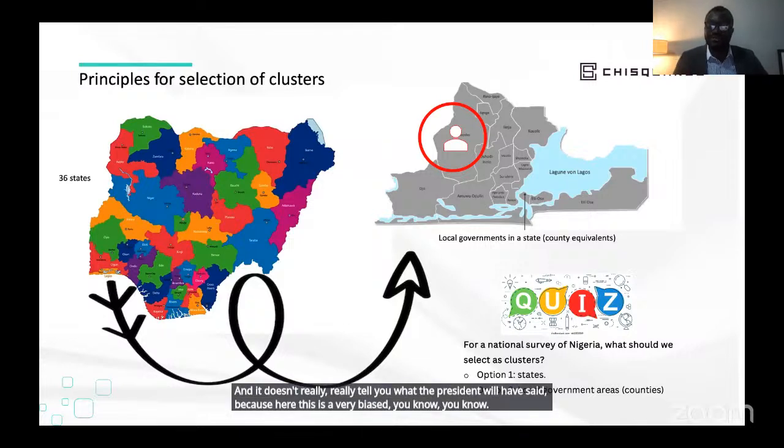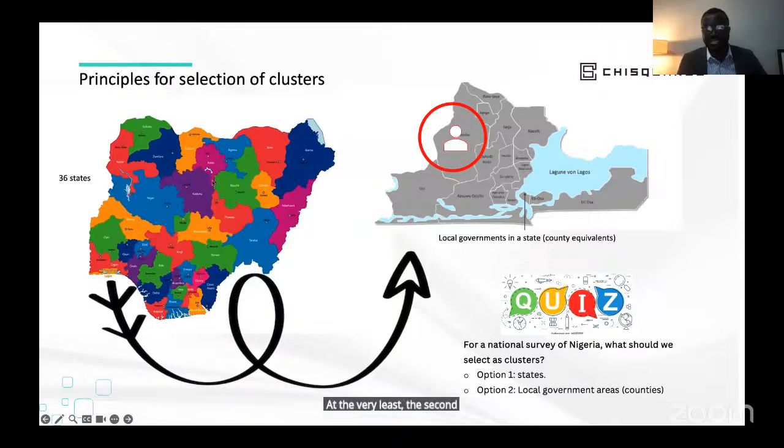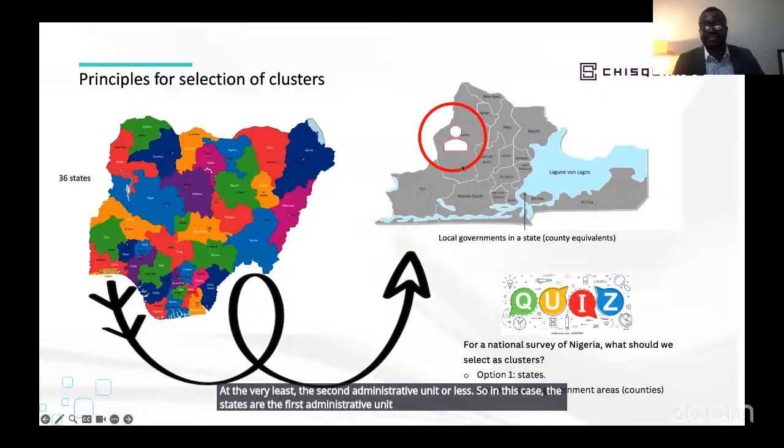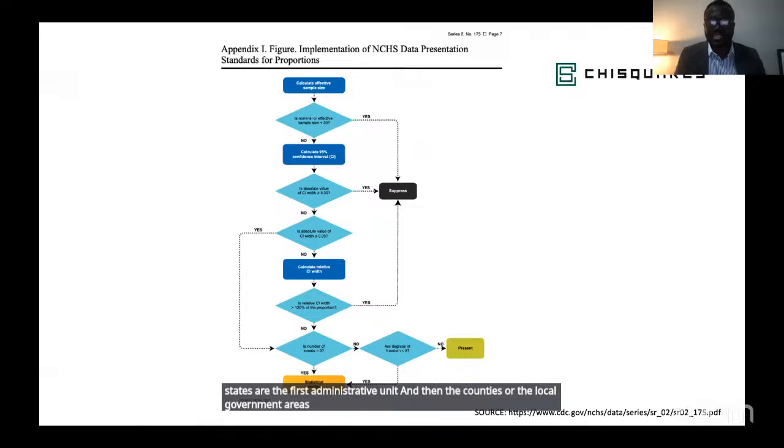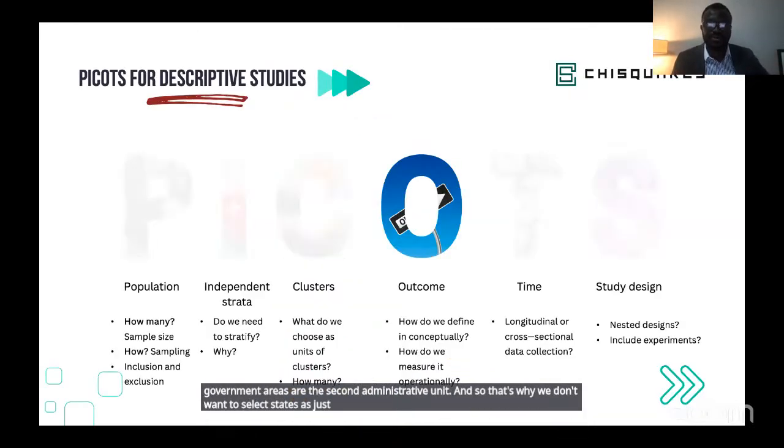So that's the reason why we insist that when you're selecting clusters, you want to make sure that the clusters are at the very least the second administrative unit or less. So in this case, the states are the first administrative unit, and then the counties or the local government areas are the second administrative unit. And so that's why we don't want to select states as the unit of clusters when we're working.